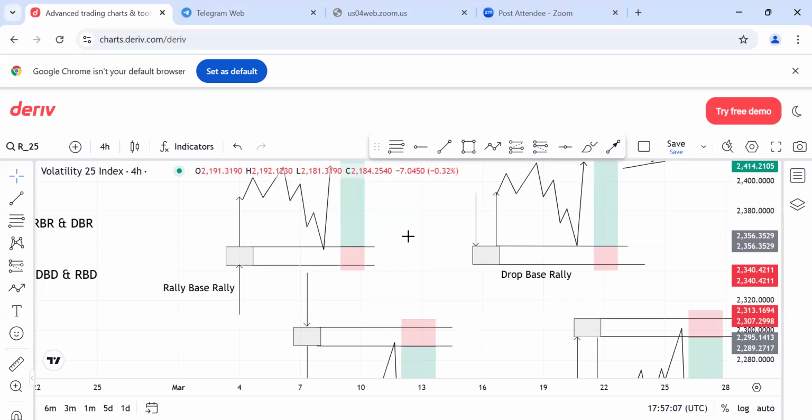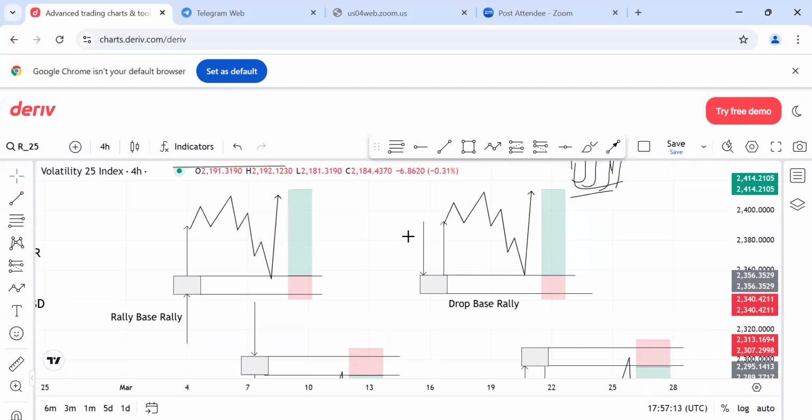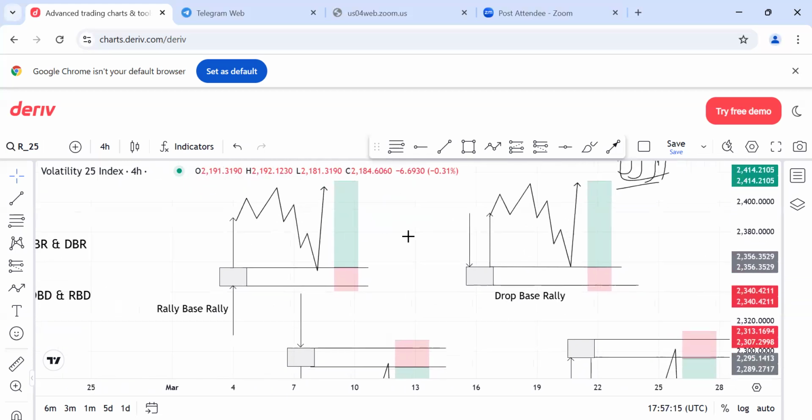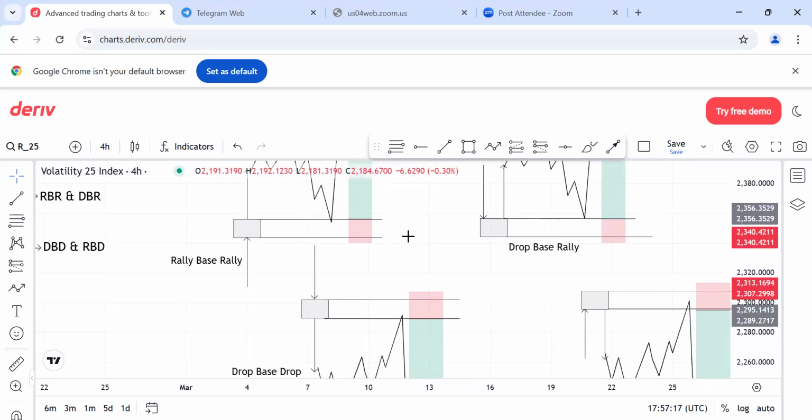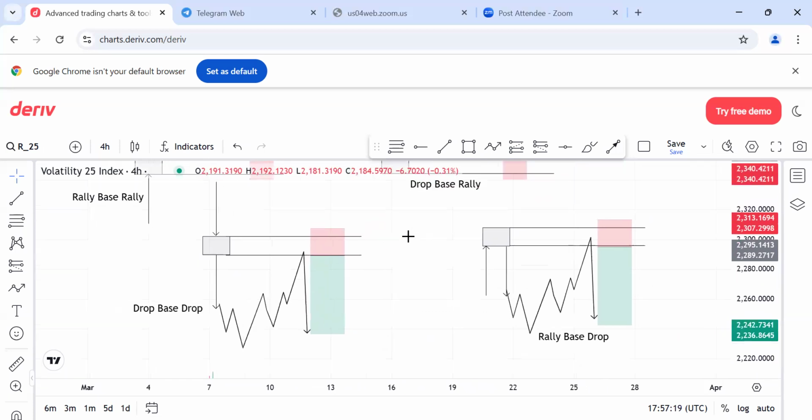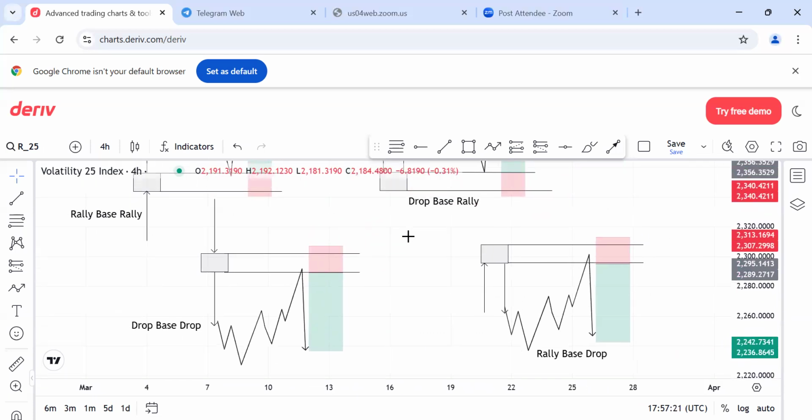It is an additional confluence to your buy reasons, to why the market is to buy from your predicted buy zone. But just make sure you're working with the market structure when spotting these formations. So any other question?